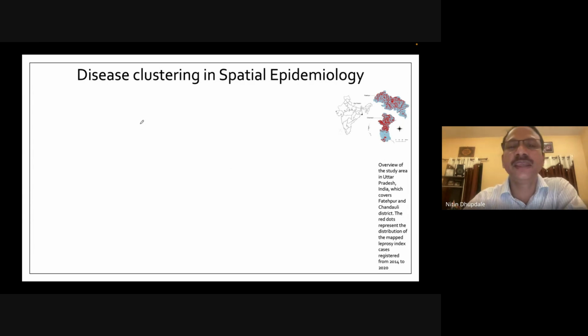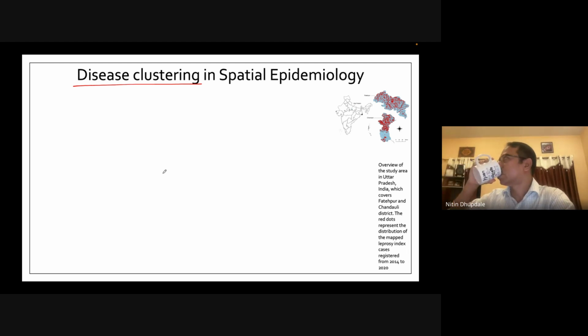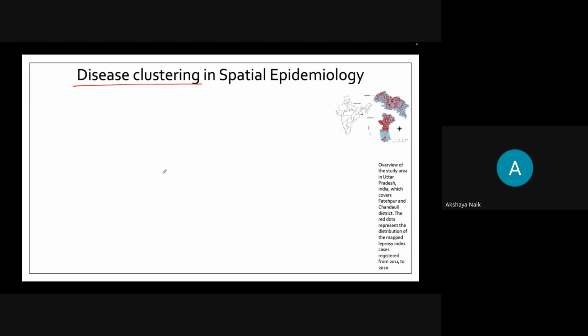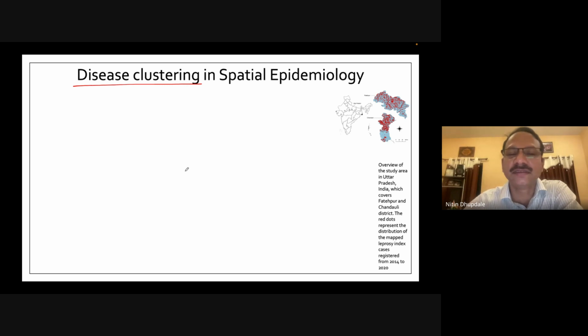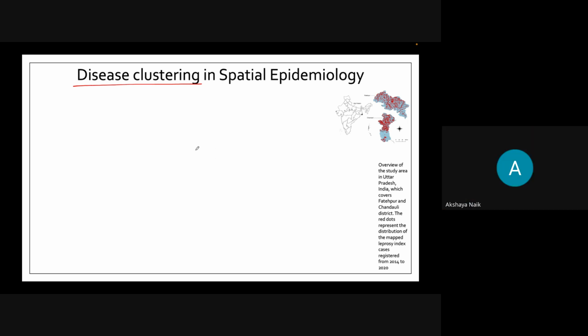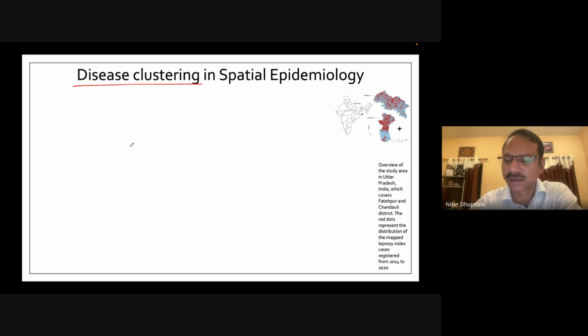Now there is another concept in spatial epidemiology which is called disease clustering. Anyone knows what is disease clustering? Several cases occur at one particular place. Yes. Almost correct.